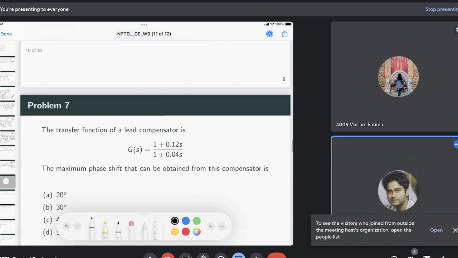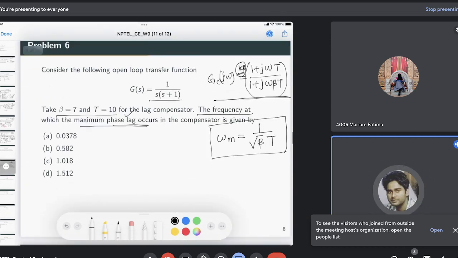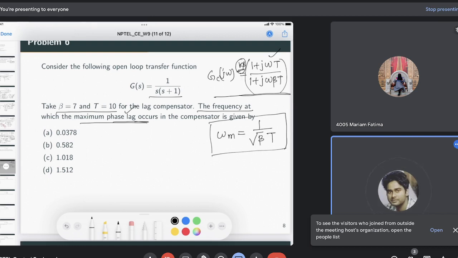We just compute the phase angle of the lag compensator. For the j omega T term, it will be tan inverse of omega T, imaginary by real, from the zero, minus tan inverse of the imaginary part of the pole, omega beta T, by the real part, which is 1. So we can just write it as omega beta T.